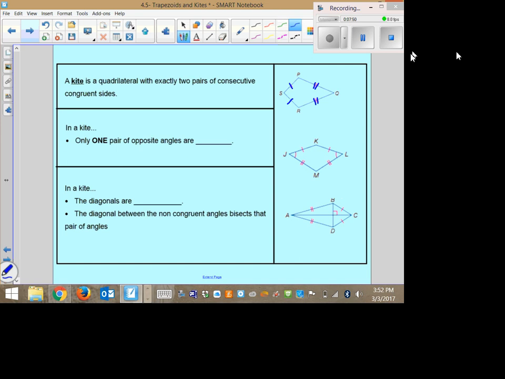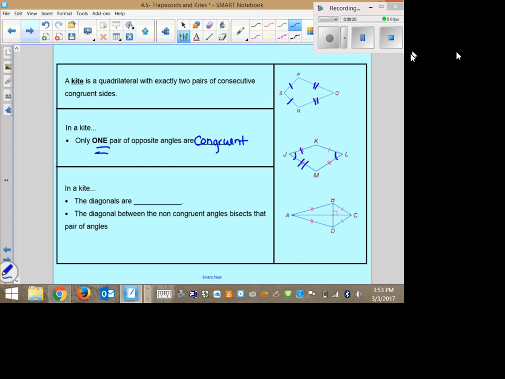So in a kite, only one pair of opposite angles are congruent. So note, in a parallelogram, both pairs of opposite angles were congruent. In a kite, only one pair. So note, just one. So here you can see in our picture, angle J is congruent to angle L. And the angles that are congruent to each other are always the ones that are between the sides that are not the same. So you can see that JK is not the same length as JM. And it's that angle that is congruent to the one opposite that.